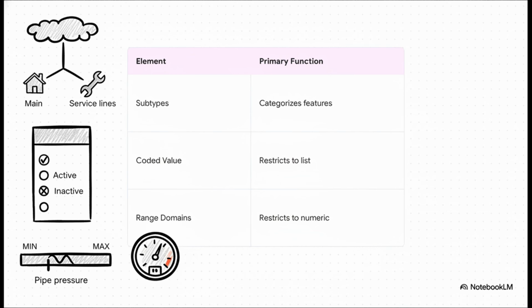Domains are a bit different. They restrict what can actually be typed into an attribute field. Coded value domains limit entries to a specific drop-down list, like active or inactive, which totally prevents typos. Range domains, on the other hand, restrict entries to a numeric minimum or maximum, which is perfect for validating something like pipe pressure. Mastering these is absolutely crucial because it prevents catastrophic data entry errors out in the real world, like someone typing 1,000 PSI instead of 100, and it's going to score you major points on the test.